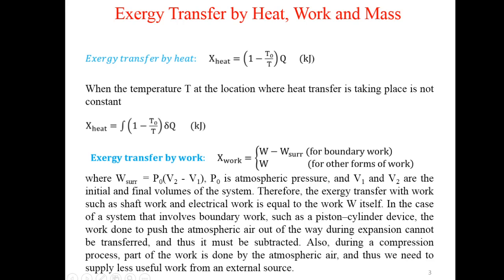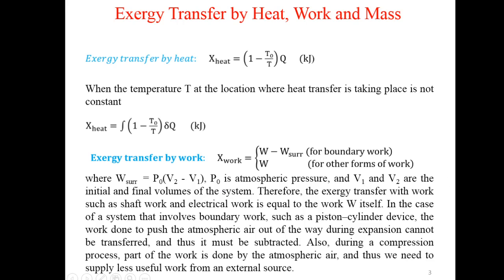Next is exergy transfer by work. It is given as W minus W surrounding for boundary work, because in case of boundary work we have to do work against the atmosphere, and for other forms of work this value will be equal to W. So here W surrounding is equal to atmospheric pressure P naught into change in volume of the system, V2 minus V1, final minus initial volume, where P naught is the atmospheric pressure, V1 and V2 are the initial and final volumes of the system.